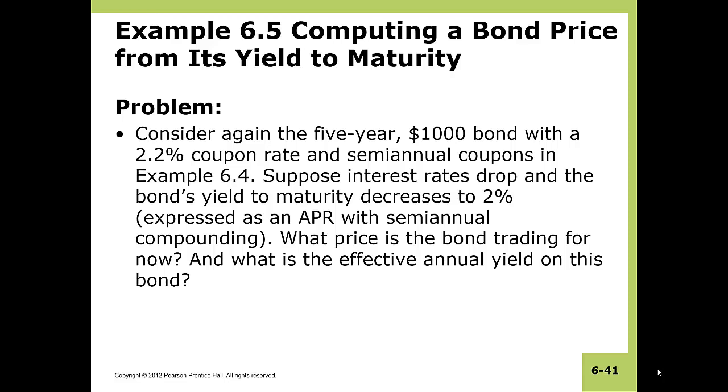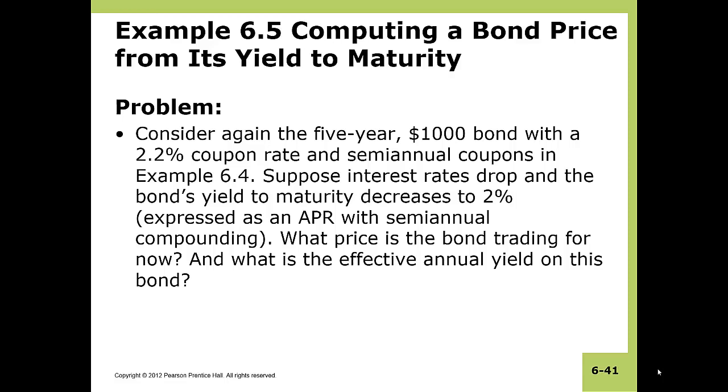So we'll do one more of these and then you can work out a problem. We'll work out problem 11. So one more of these: $1,000 bond, 2.2% rate, semi-annual. Maybe interest rates drop and the bond's yield to maturity decreases to 2%, expressed as an APR with semi-annual compounding. What's the price of the bond trading for now?